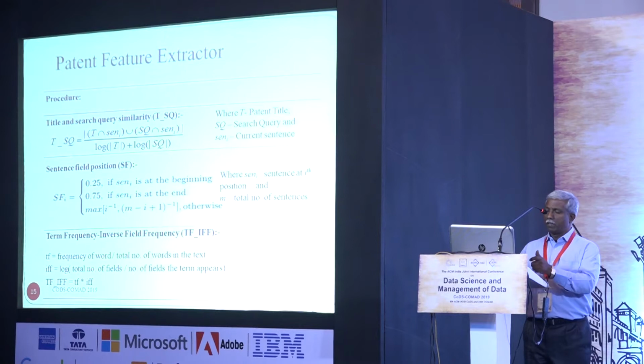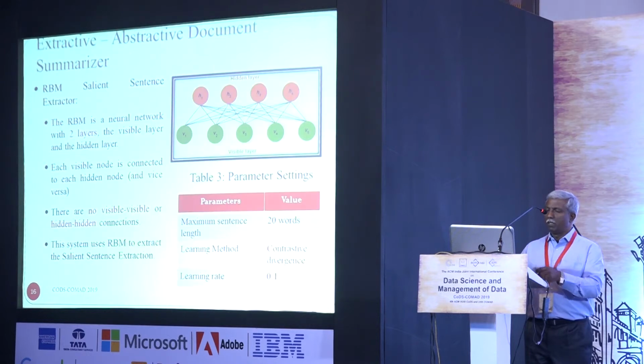This is how the features are extracted. We consider TSQ, that is title and search query similarity. We also take care of the sentence position, and we also take care of term frequency and inverse field frequency. Based on these features, we use the existing RBM.